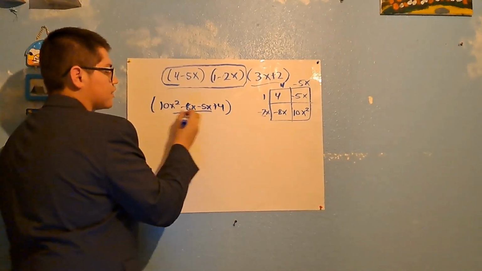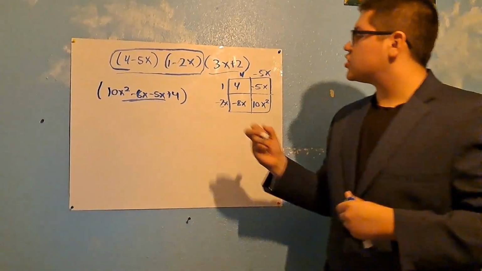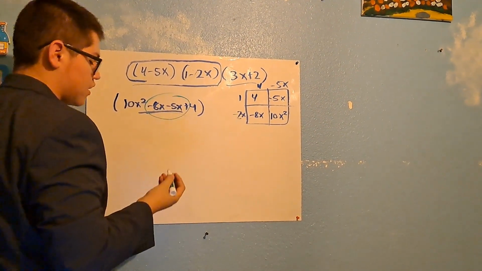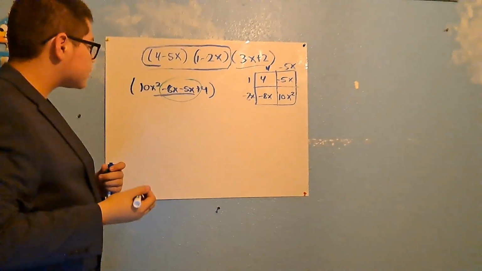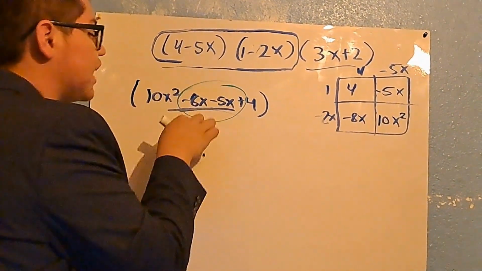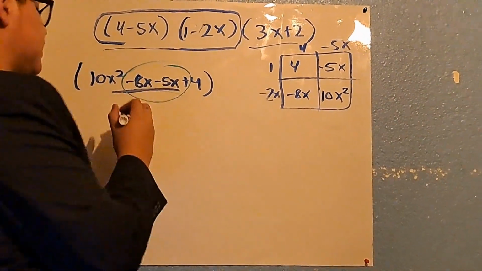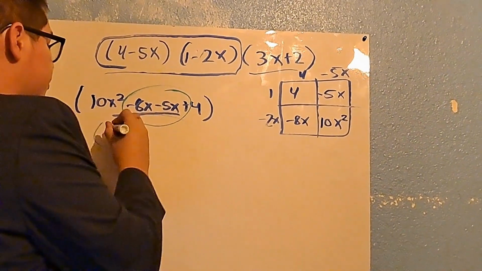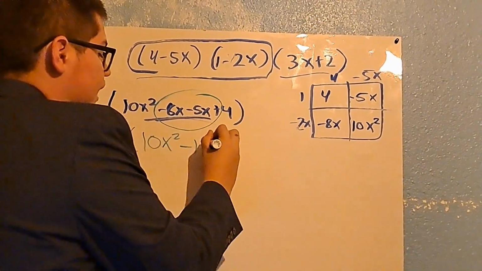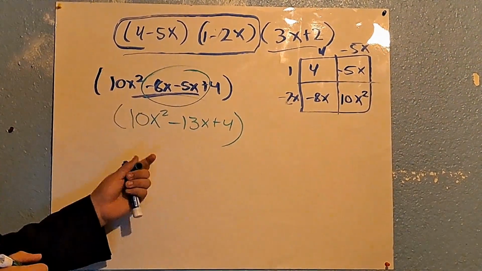Now, what do we notice here? What we notice there is that these are two common terms right here. Now, with common terms, what could we do? Well, we can add them. Because negative 8x minus 5x would equal negative 13x. So we would have a new equation of 10x squared minus 13x plus 4. So this would be our new problem.